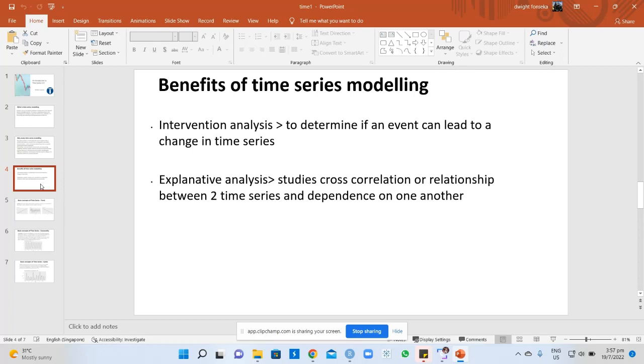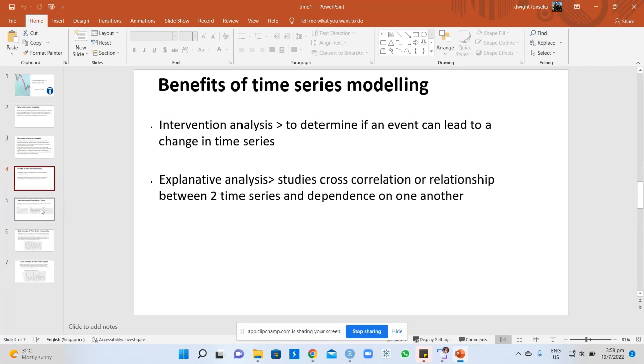So, what are the benefits of time series modeling? First of all, intervention analysis is to understand if an event can lead to a change in time series. If I were to adjust this factor, does it affect the time series at all? It helps me to understand how the data works. Explanative analysis looks at correlation or relationship between two different time series and the dependency on one another.